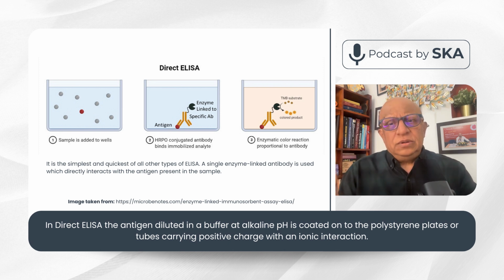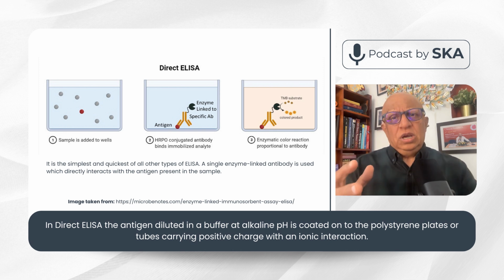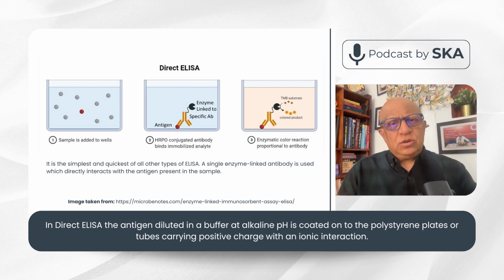dissolved or diluted in a buffer which is at alkaline pH. So normally we use bicarbonate buffer at pH 9.5 or 9.6, which is highly alkaline, and it turns all the proteins into negatively charged. And these negatively charged proteins, when they are incubated overnight on these polystyrene plates, they get coated with an ionic bond, so they are held together.